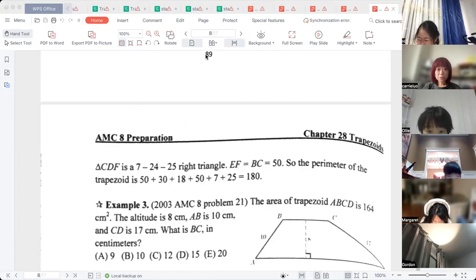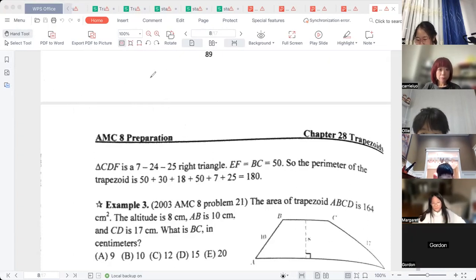I have received 2 answers. Yes, of course you can use the washroom. Ollie has sent it to me. Yes, Margaret, you're right. Good job. Not bad, right? But it's 2003. I wish I could go back to 2003 and do the AMC8.